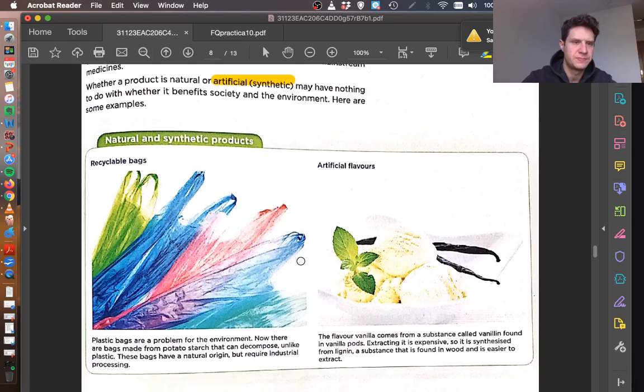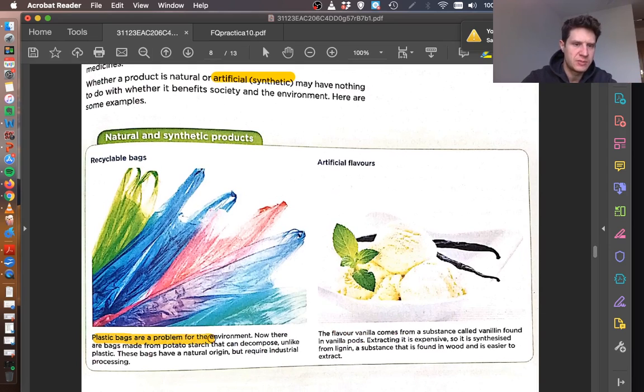Here are some examples. Plastic bags are a problem for the environment. Now there are bags made of potato starch, yes, that decompose. The flavor of vanilla comes from a substance called vanillin, found in vanilla pods. Extracting it is expensive, so it is synthesized from lignin. And lignin is a substance generated by plants, yeah, and it's very sticky, pegajosa, and a substance that is found in wood and easier to extract. Yes, very interesting.